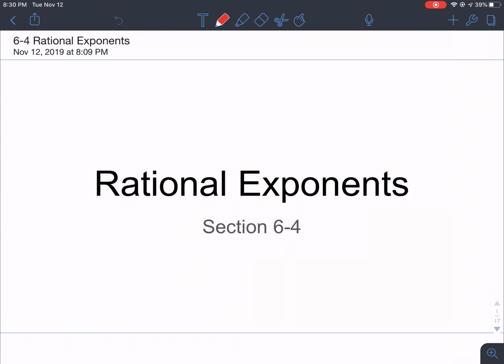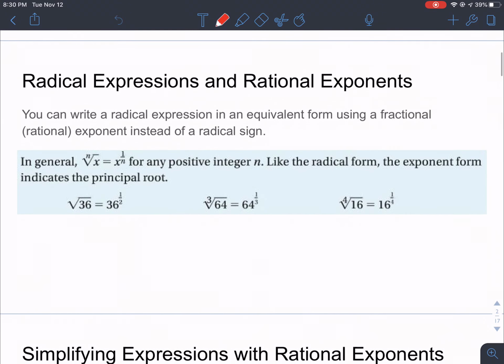All right, so let's talk about rational exponents in 6.4. We're continuing the lesson from 6.3. We're going to be talking about thinking about these things in a slightly different fashion: radical expressions and rational exponents.